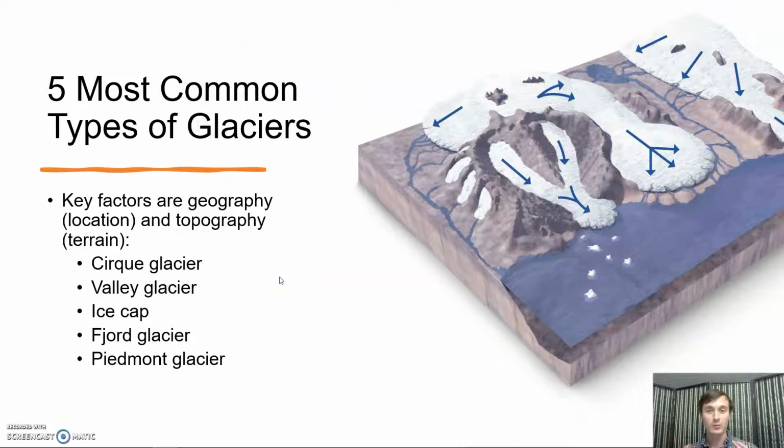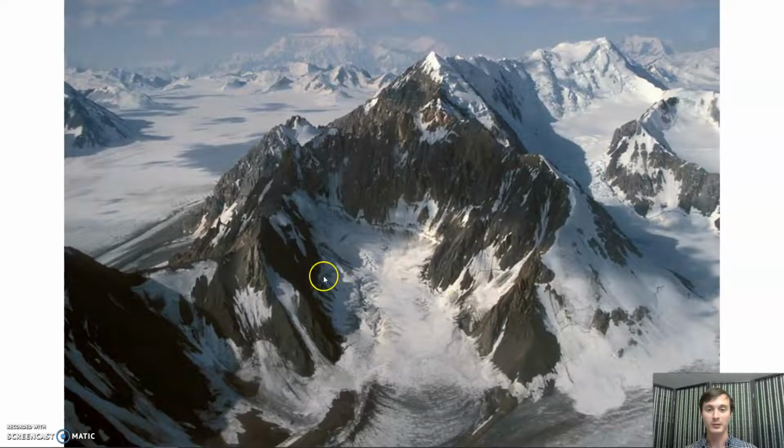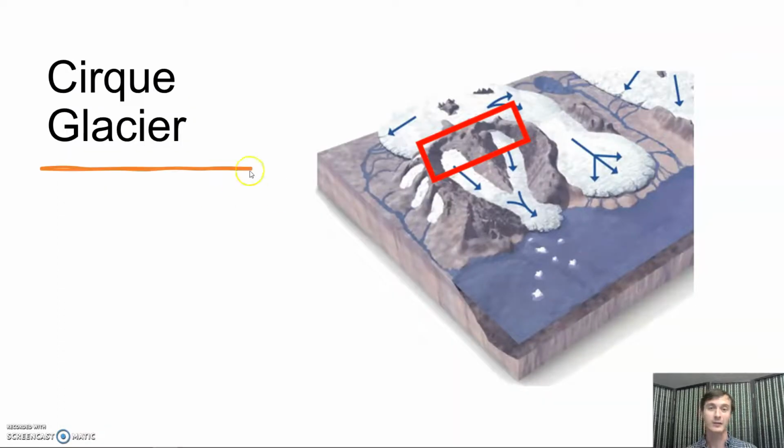Alright, now we'll introduce the vocabulary, our terms. We're going to have cirque glaciers, valley glaciers, ice caps, fjord glaciers, and Piedmont glaciers. So the first kind we'll look at are those bowl glaciers, right? It almost looks like somebody carved out a chair here or a seat. We can actually see the bowl shape of it. These are going to be our cirque glaciers, right?